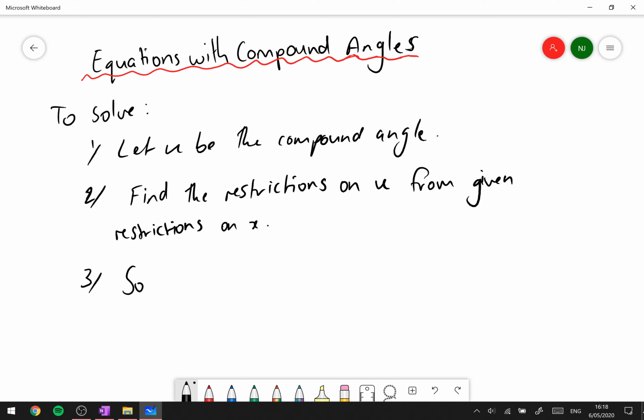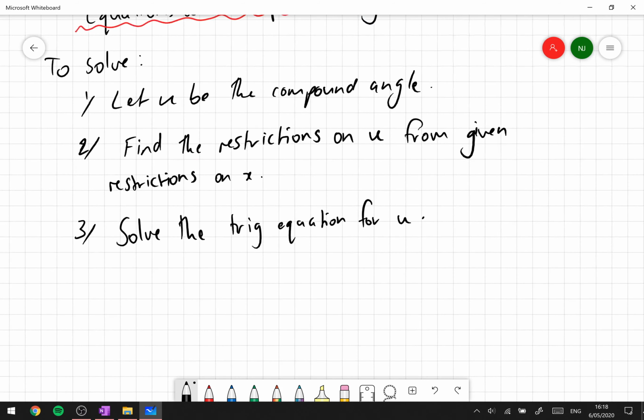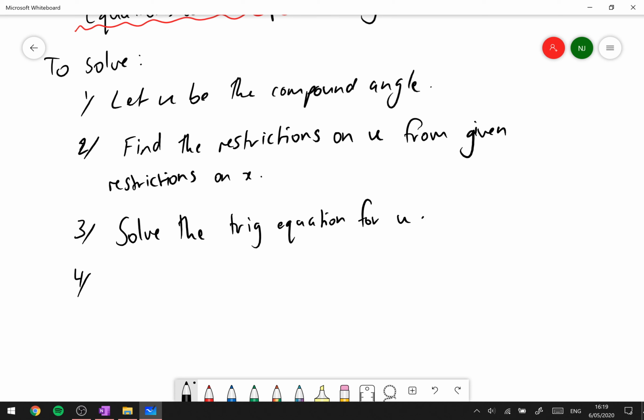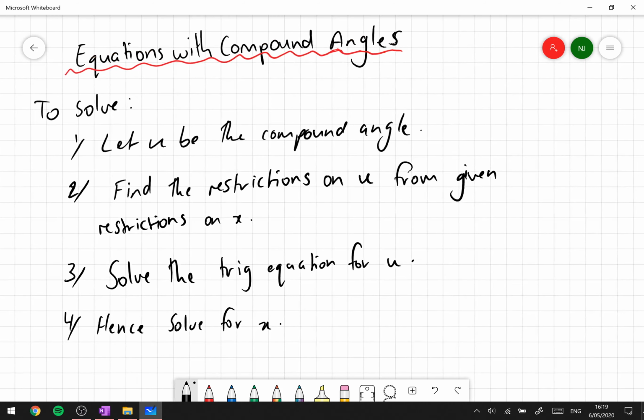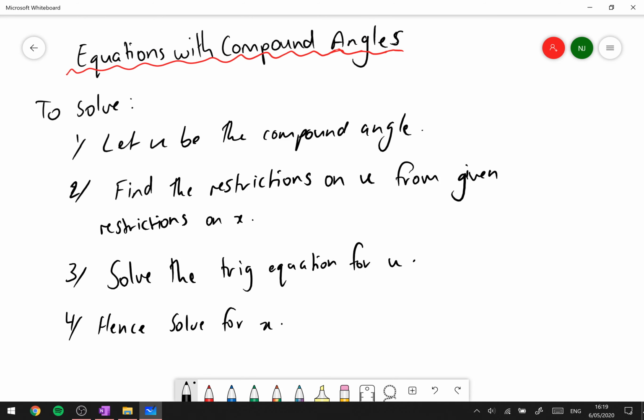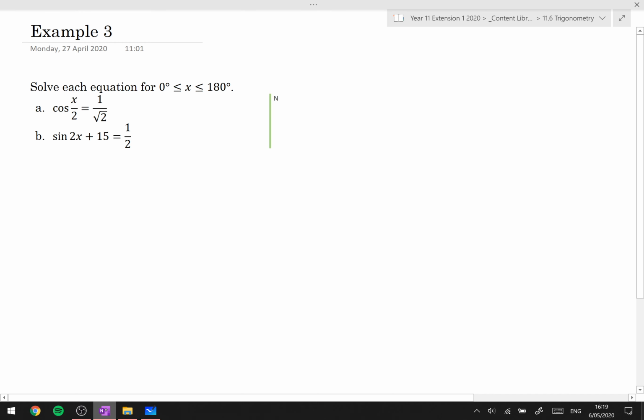Then we're going to solve the trig equation for u. So treat it like, go through the list of how we solve the other ones. And then the last step is to hence solve for x, and we're going to use some substitution to do that. So that's basically our short list of things that we're going to be doing. And now let's go and see how to actually do them.